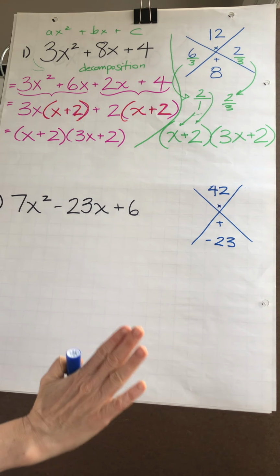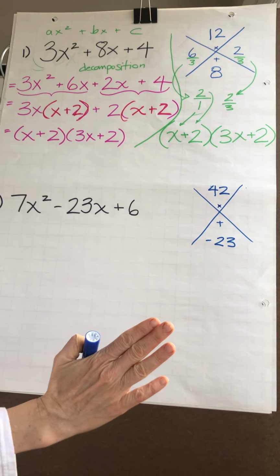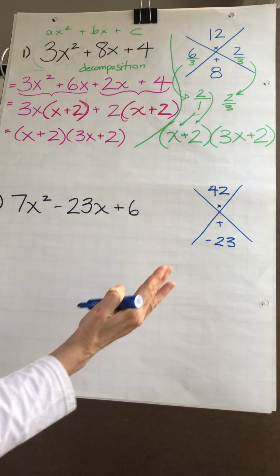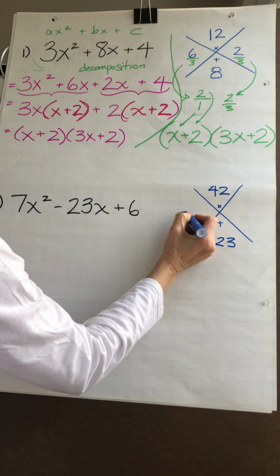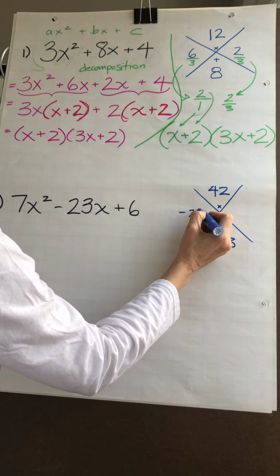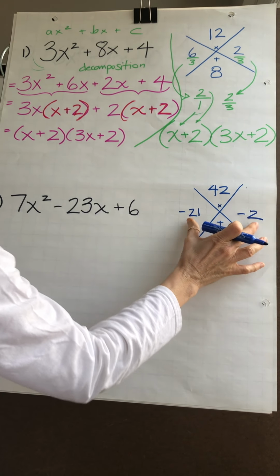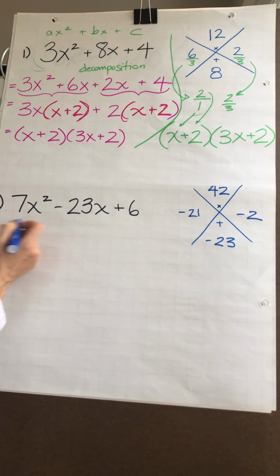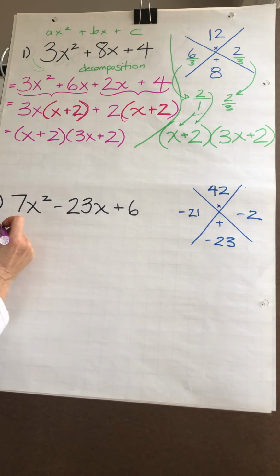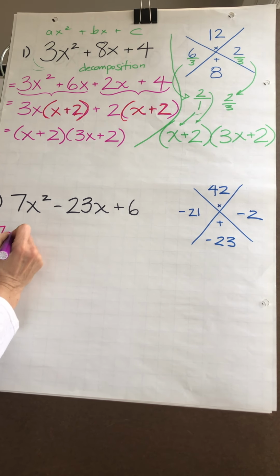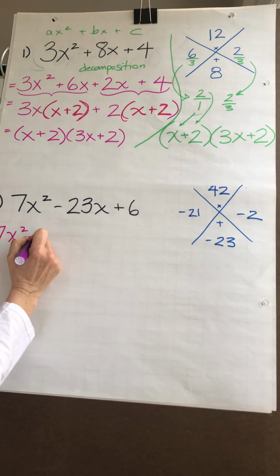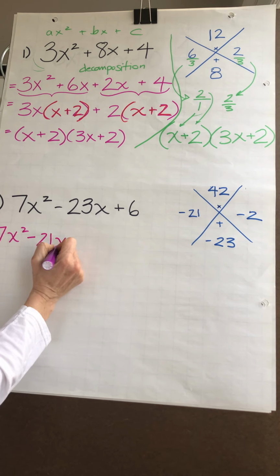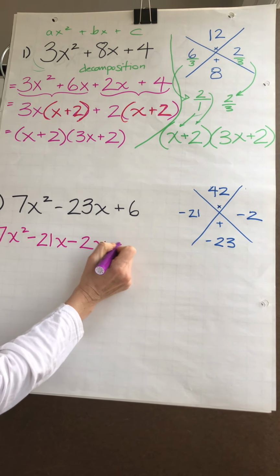Again, pause now. Take the time to think about it. I'm going to keep going to save time. It's going to be negative 21 and negative 2. Those multiply to 42 as a positive and add to a negative 23. So if I was going to go into the decomposition method, I would take 7x squared, and I wouldn't write negative 23. I'd write minus 21x minus 2x plus 6.